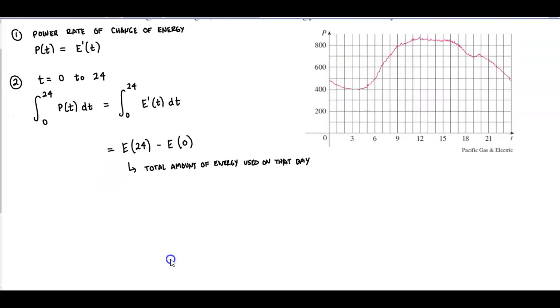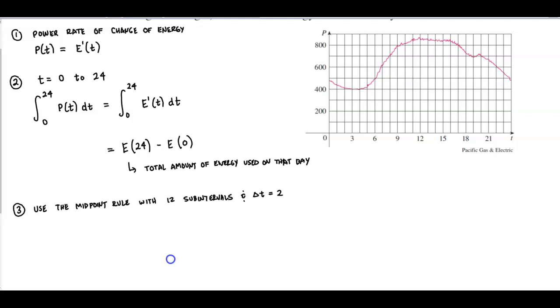Okay, so what are we going to do? Well, we're going to use the midpoint rule with 12 subintervals, and we can say that delta T is going to equal 2.